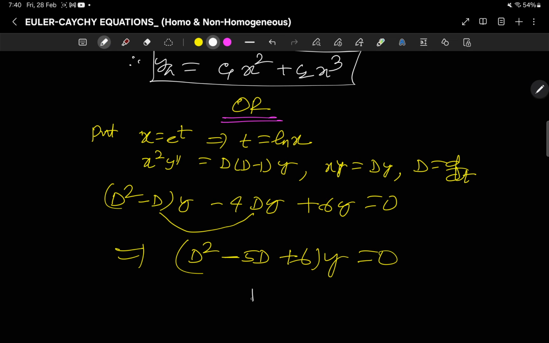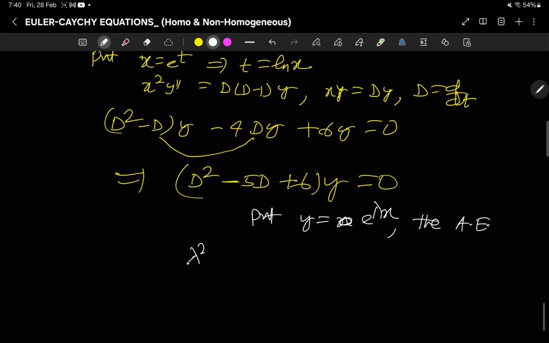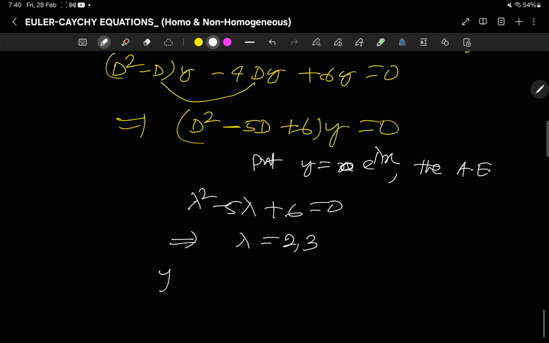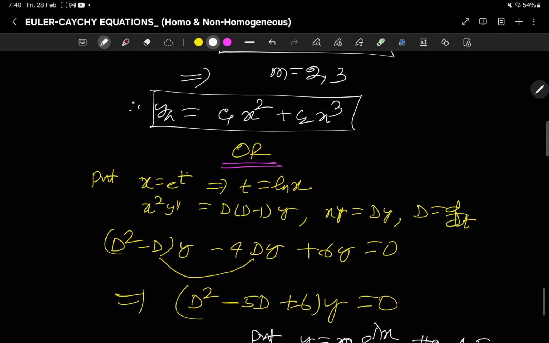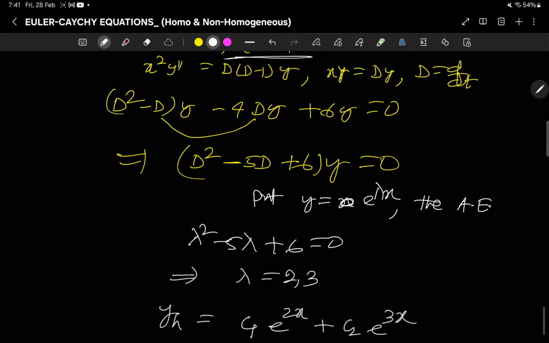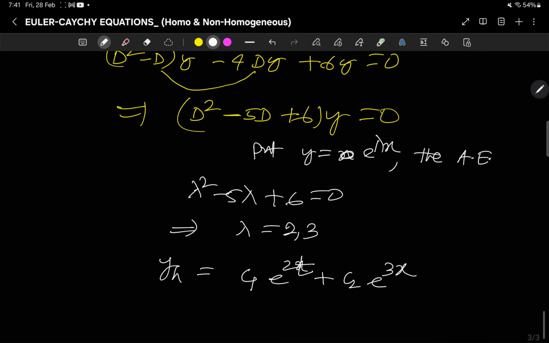Now if you put y is equal to e to the power lambda x, the auxiliary equation becomes lambda square minus 5 lambda plus 6 is equal to 0. So that means lambda is equal to 2 and 3. So what is y homogeneous here? C1 e to the power 2x plus C2 e to the power 3x. Now what is the value of x? The value of t is ln x, so it is in terms of t now.